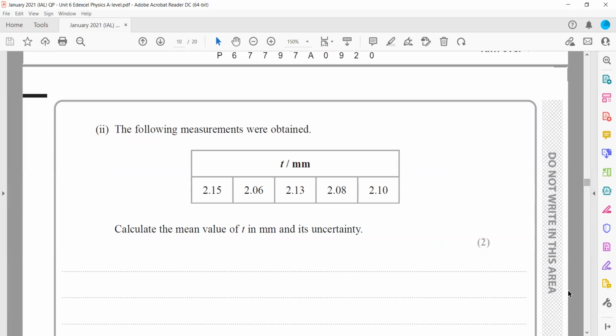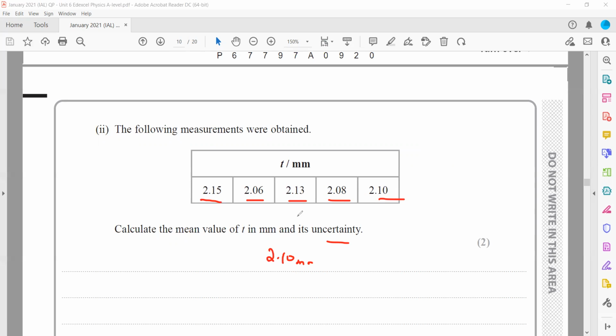The following measurements were obtained; find the mean value for t in millimeters and its uncertainty. So what is the mean value, the average value? We have 2.15, 2.06, 2.13, 2.08, and 2.10. We add the 5 values and divide by 5. So the mean will be 2.10 millimeters.